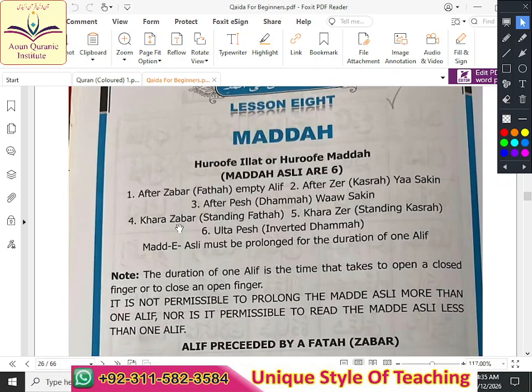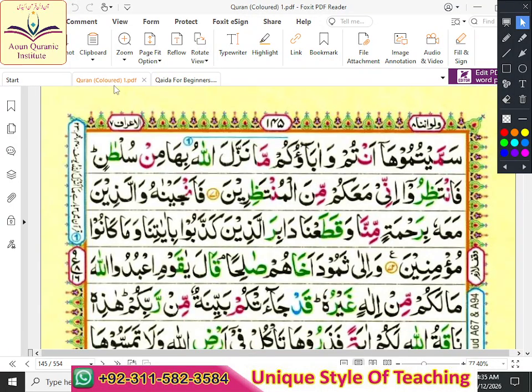Horizontal, khada zabar. Do you know khada zabar? It's like a small alif on top. And khada zer. And next is ulta pesh. So you can say standing fatah, standing kasra, inverted dhamma. Ulta pesh is actually Urdu language. A lot of people know ulta pesh. Okay, look please, now we can easily find.